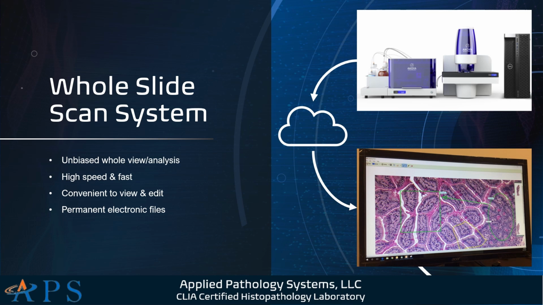Now, this system is better than regular imaging because it's an unbiased whole view. It's fast, and you don't have to wait until the slides are shipped to you to see the results and make your analysis. It's very convenient to view, edit, and show these images to your collaborators and colleagues. But I think the most important feature of our whole slide scanner is that all of the files are permanent electronic files, so you don't need to worry about a slide going missing, a slide getting broken, and you don't need to worry about the decay that comes with immunofluorescence staining over time.